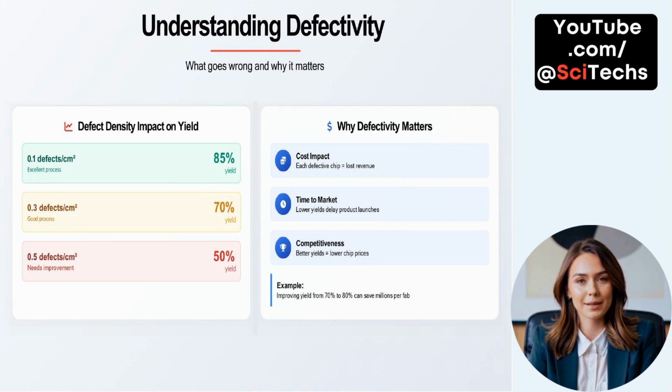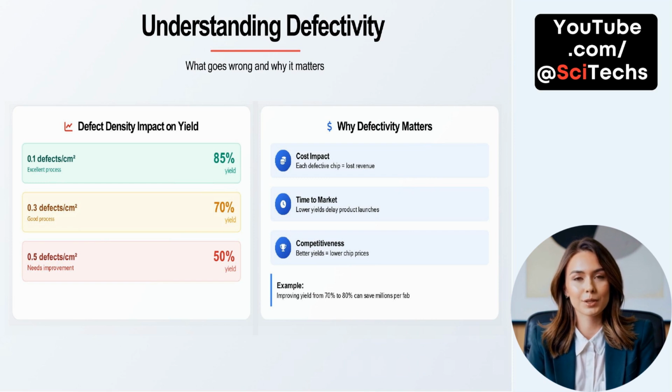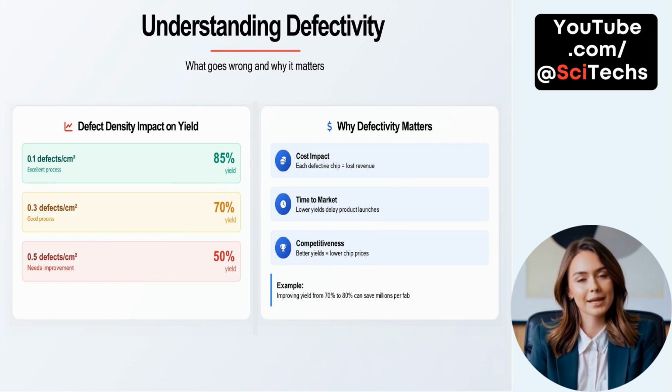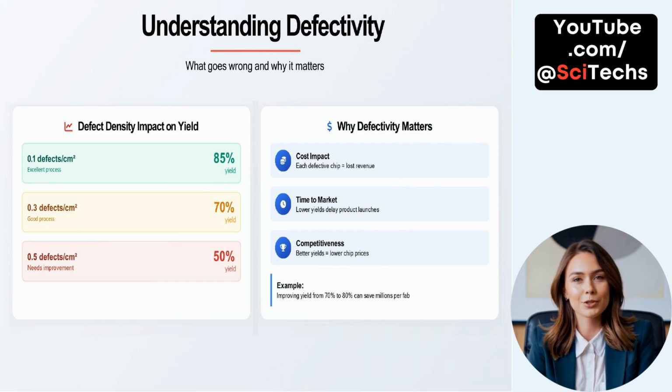Understanding defectivity, impact, and importance. Defect density has a direct and measurable impact on manufacturing yield. At a defect density of 0.1 defects per square centimeter, the process is considered excellent and can result in yields as high as 85%. When defect density rises to 0.3 defects per square centimeter, yield drops to about 70%, which is still acceptable but requires close monitoring. At 0.5 defects per square centimeter, the yield drops further to just 50%, indicating a process that needs significant improvement. These yield percentages show how even small increases in defect levels can cause substantial yield losses.